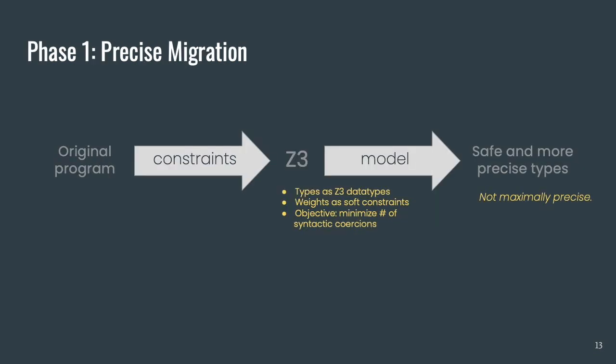So in terms of performing the migration, we generate these constraints. We encode the GTLC types as Z3 data types. We also assert a soft constraint so that we prefer forms with less syntactic coercions. Our objective is to minimize the number of syntactic coercions which may not correspond to the number of runtime coercions. The result is a model that holds safe and more precise types. They're not necessarily the most precise safe types because that problem is undecidable, but they are more precise.